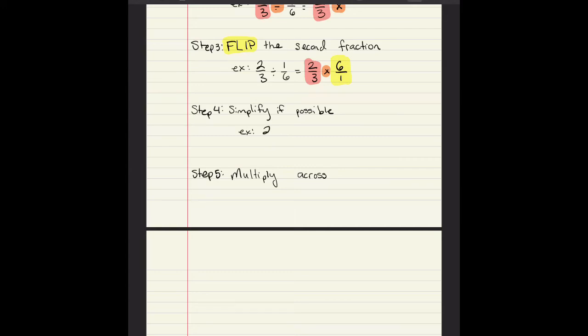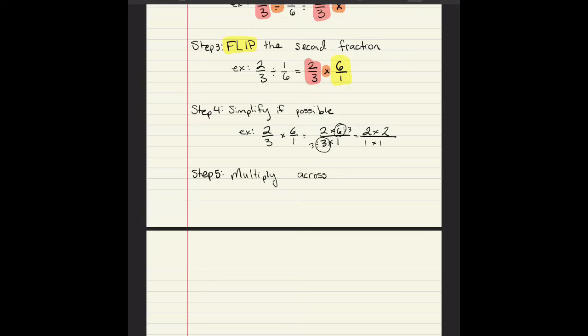So I have 2/3 times 6/1, and when I rewrite that, it'd be 2 times 6 over 3 times 1. And I can see here that 3 can go into 6 and 3. So I can divide 3 by 3 and 6 by 3. And when I rewrite that, when I reduce, it's 2 times 6 divided by 3 is 2. And 3 divided by 3 is 1. And I bring over my times 1.